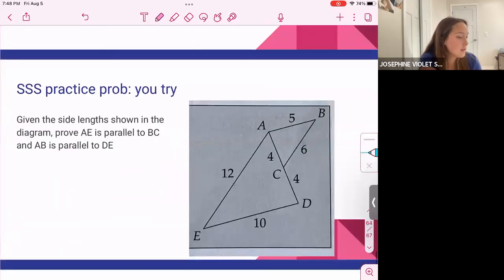So I have this practice problem. It involves a bit of parallel lines. Remember that if you have two angles that are the same and they are alternate exterior, they correspond, then the two lines are parallel. And the problem is: prove AE is parallel to BC. You only have to do that part. This part here is kind of extra, but it just falls into place once you have it.